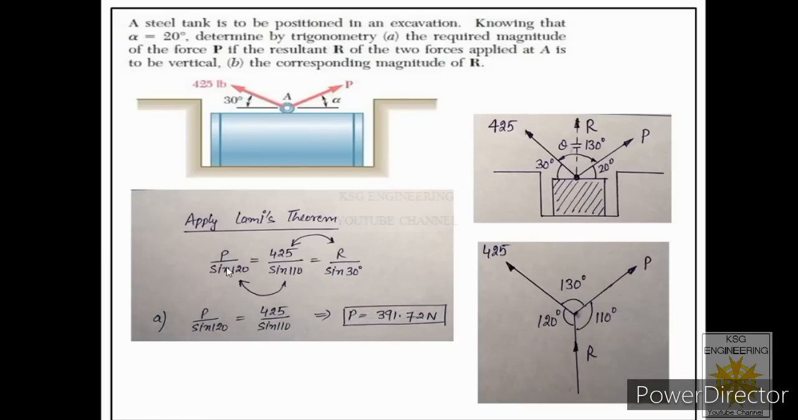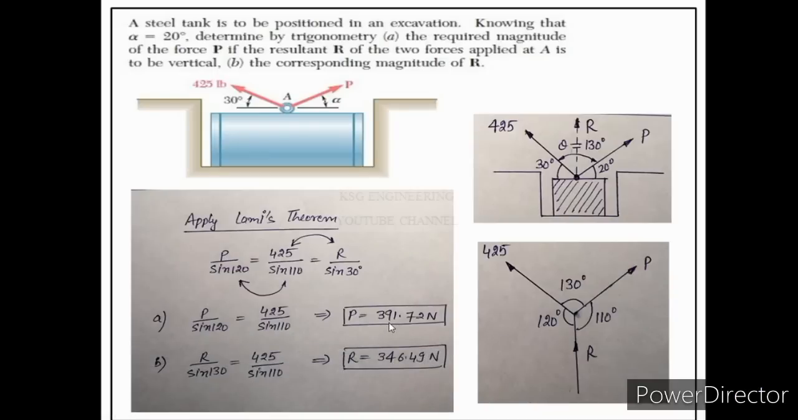After that, we will first compare these two equations, then we will compare these two equations. Let us first compare these two to get the value of P. So you will get P as 391.72. Then we will compare these two to get the value of R. That will be equal to 346.49 newtons. So I hope this particular numerical is clear to you. Now I will take the doubts.